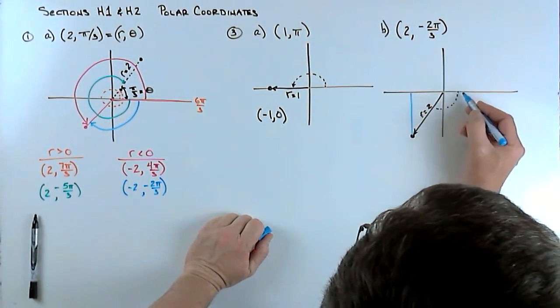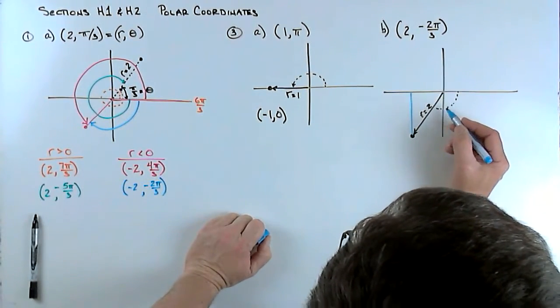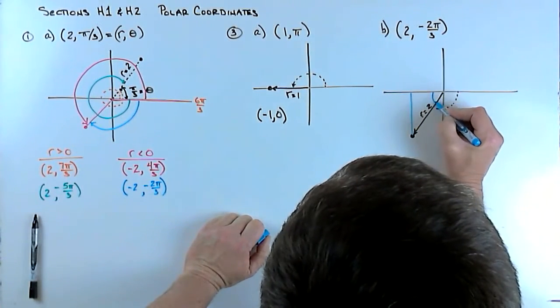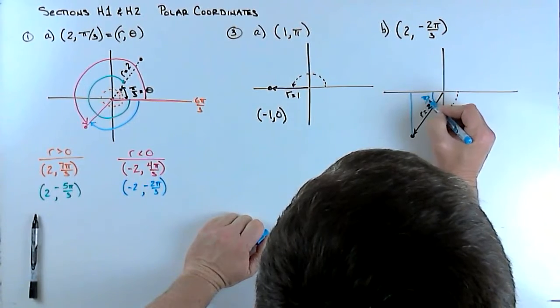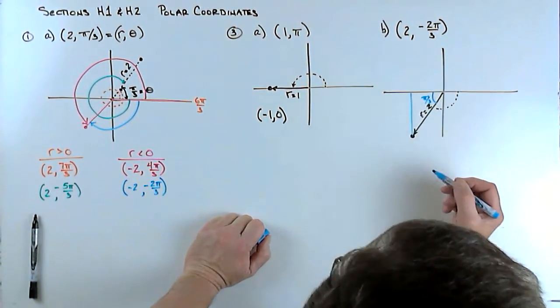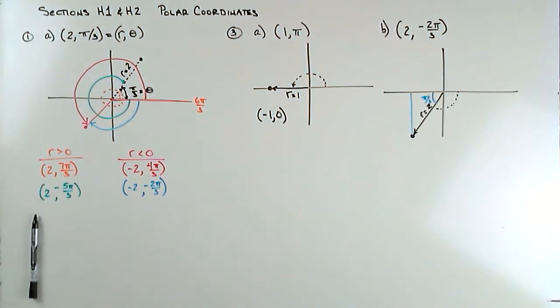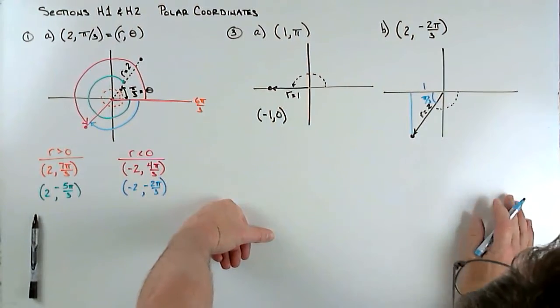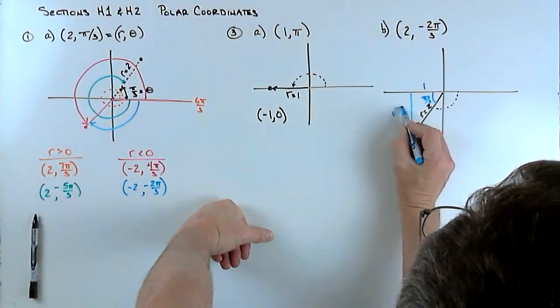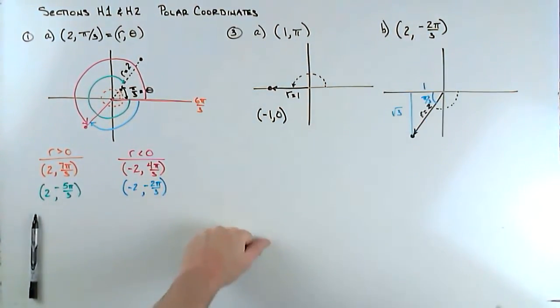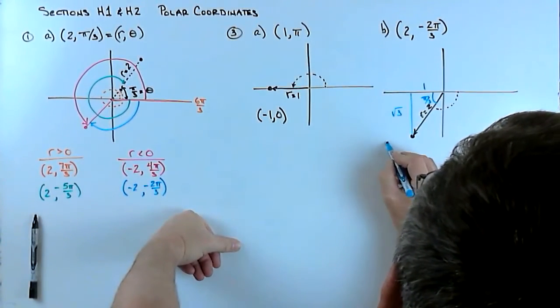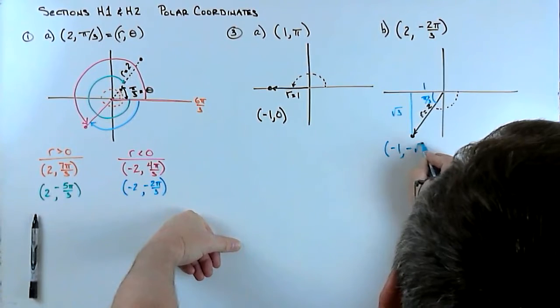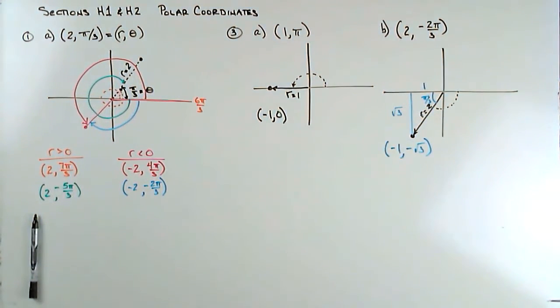If we know this angle right here is 2 pi over 3, then we know this angle right here is pi over 3, because the distance all the way to here is pi, and that's a 30, 60, 90 triangle. The hypotenuse is 2, so the short side has to be 1, half the radius. And then the long side is the square root of 3 times the short side. So we could find the coordinates that way. We could say, okay, our Cartesian coordinates are -1, -√3, because we have to remember we're in the 3rd quadrant.